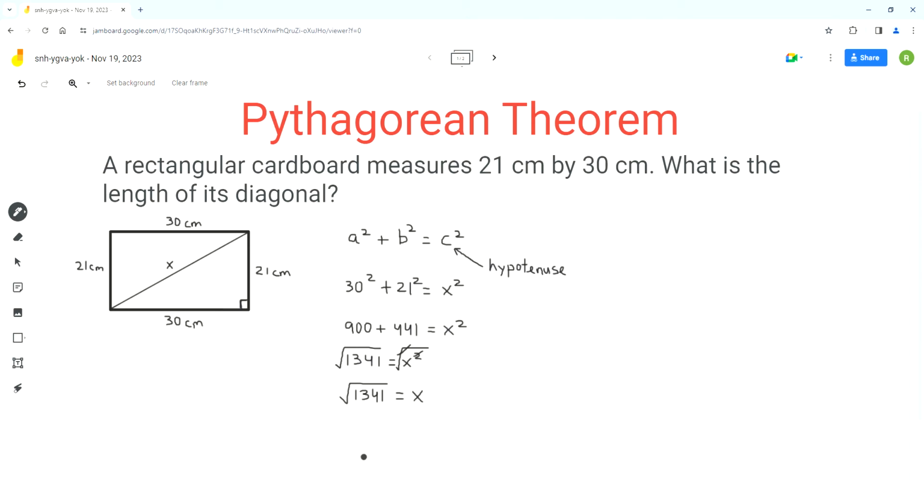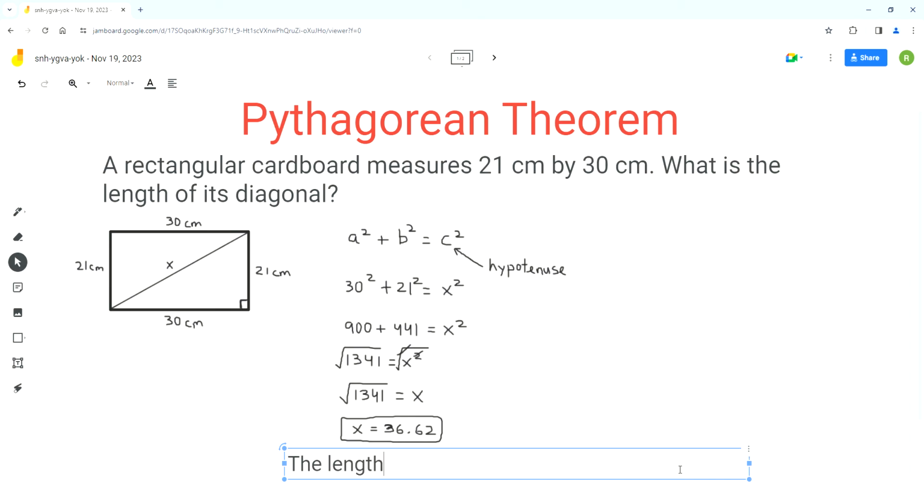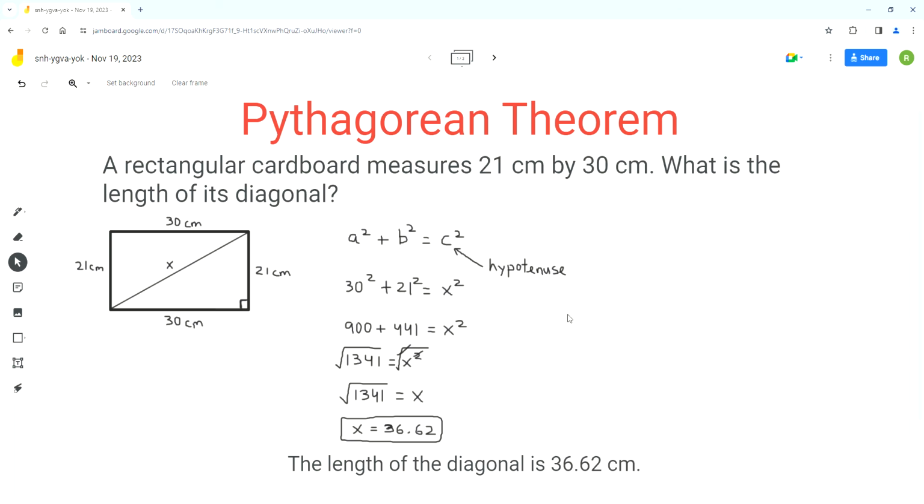Now if we want to find the decimal value for x, we can evaluate square root of 1341 in our calculator and I got x equals 36.62. So this can be our final answer in decimal form. Now since it's a word problem, it's a good idea to write a closing statement with the appropriate unit. That the length of the diagonal is 36.62 centimeter.